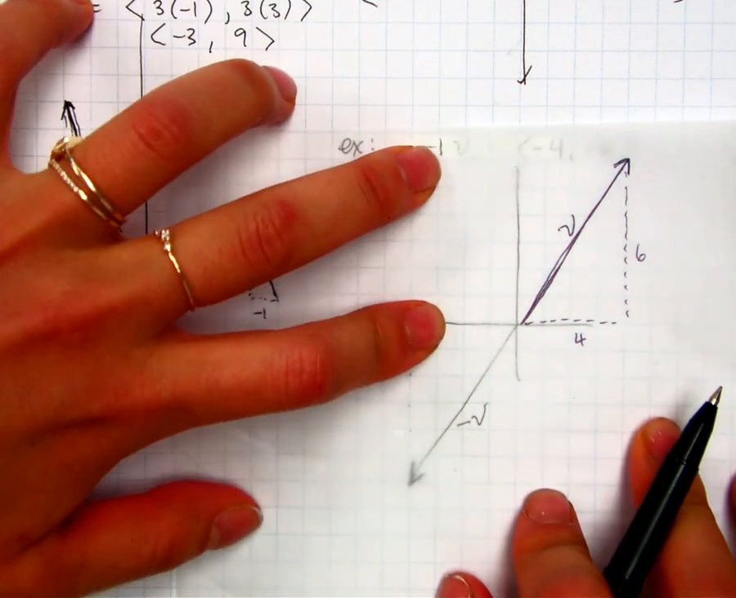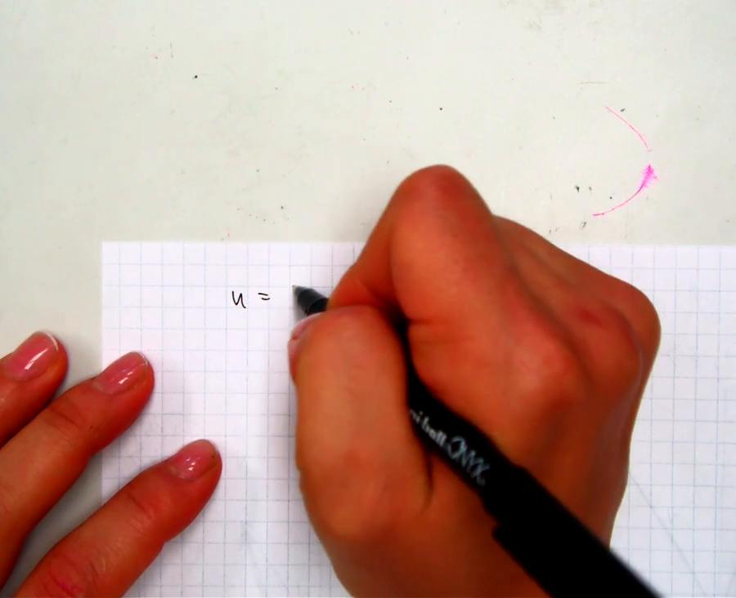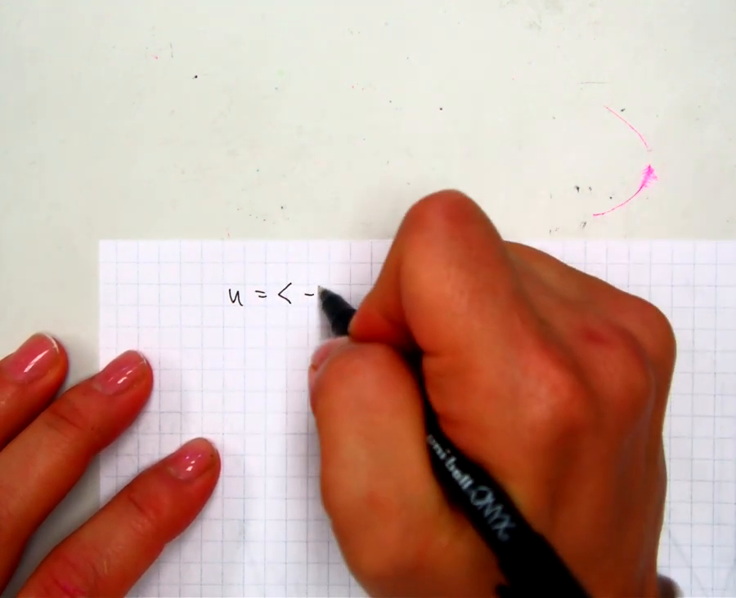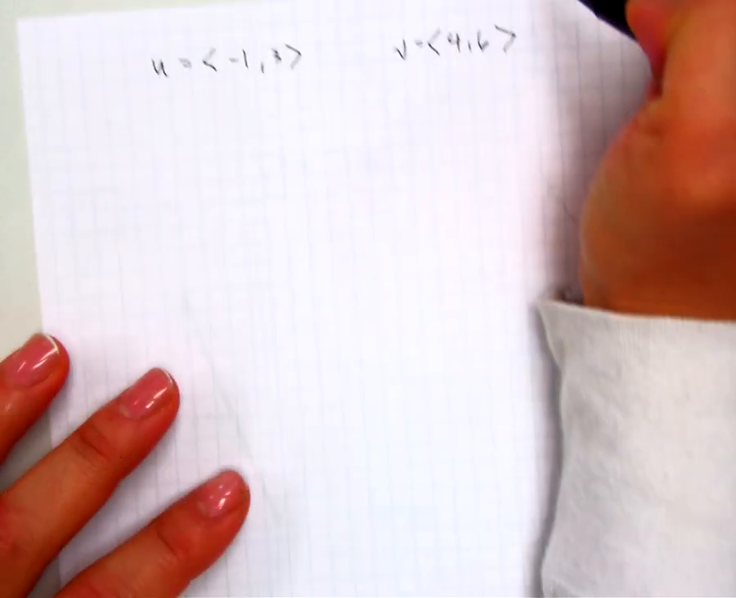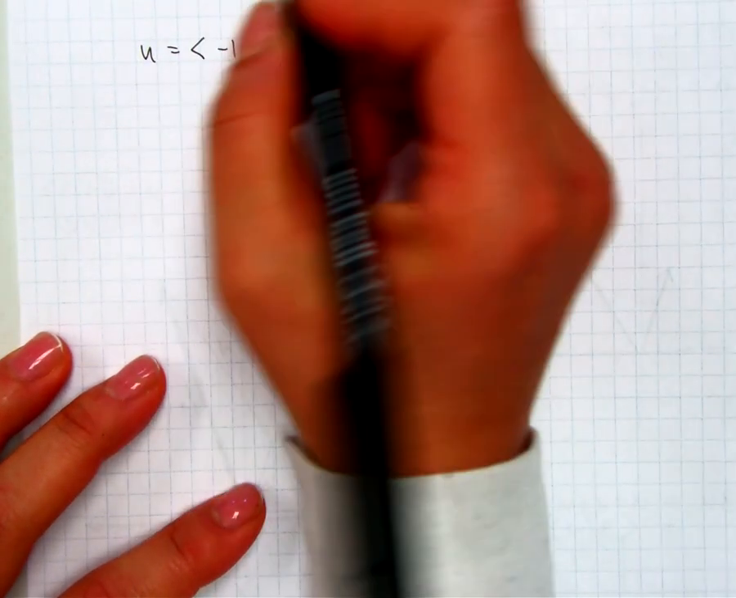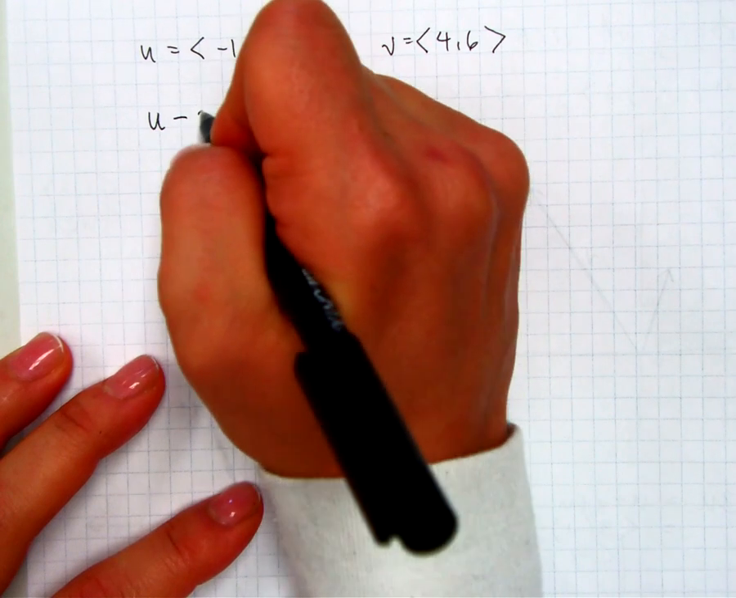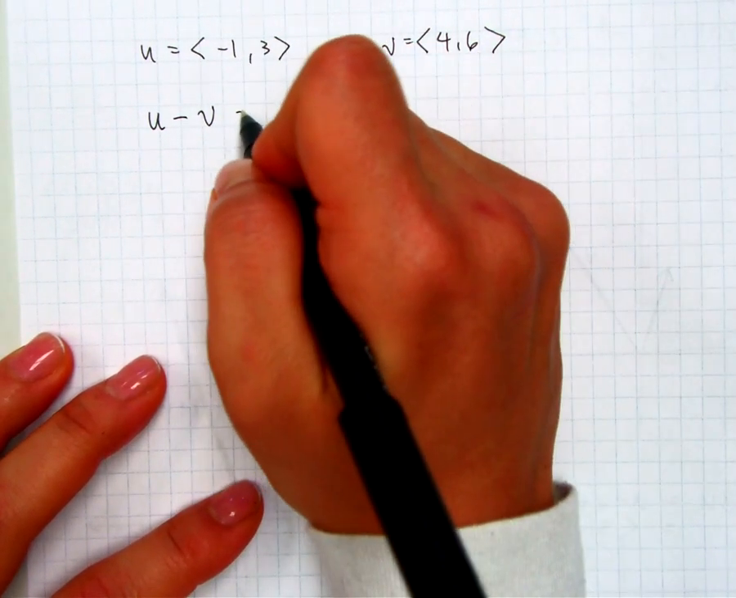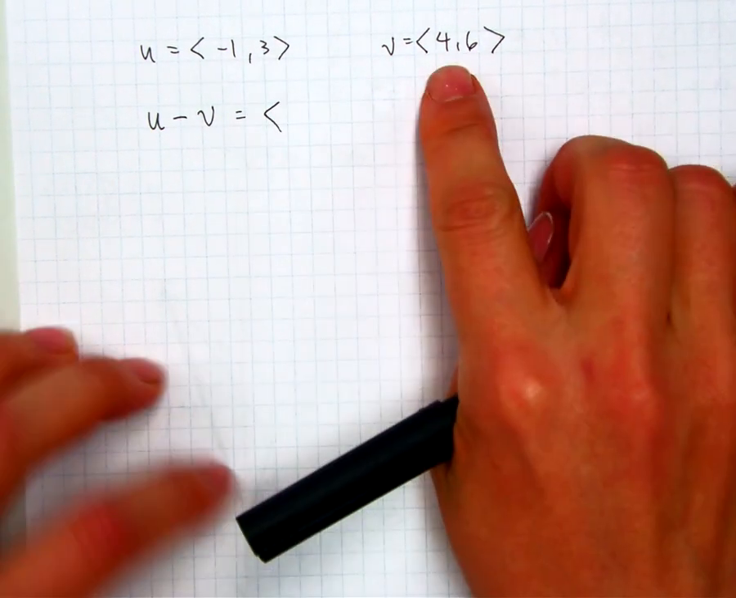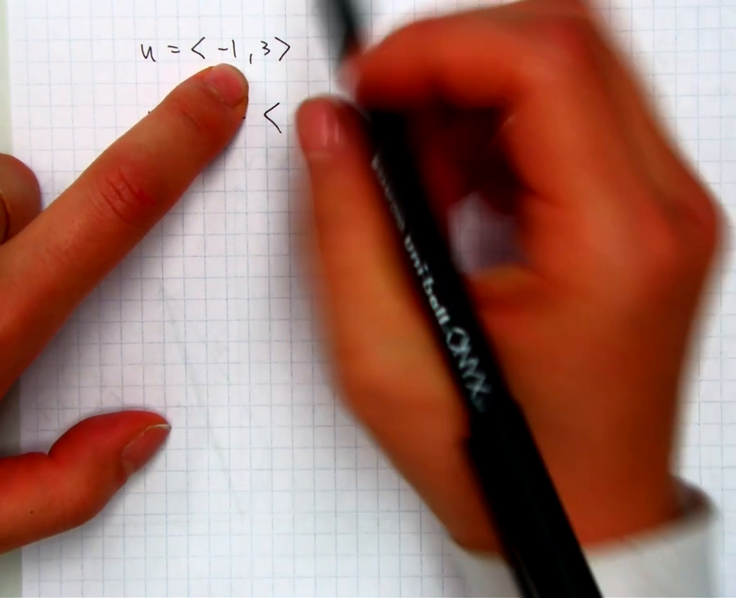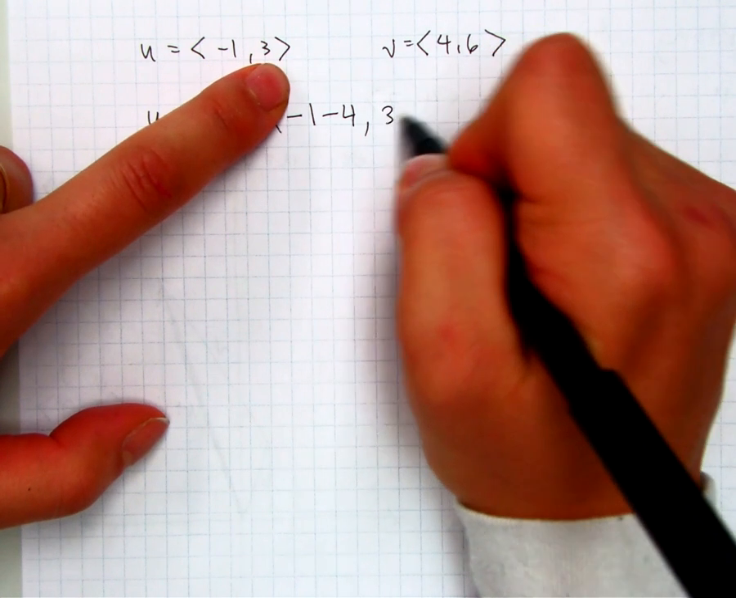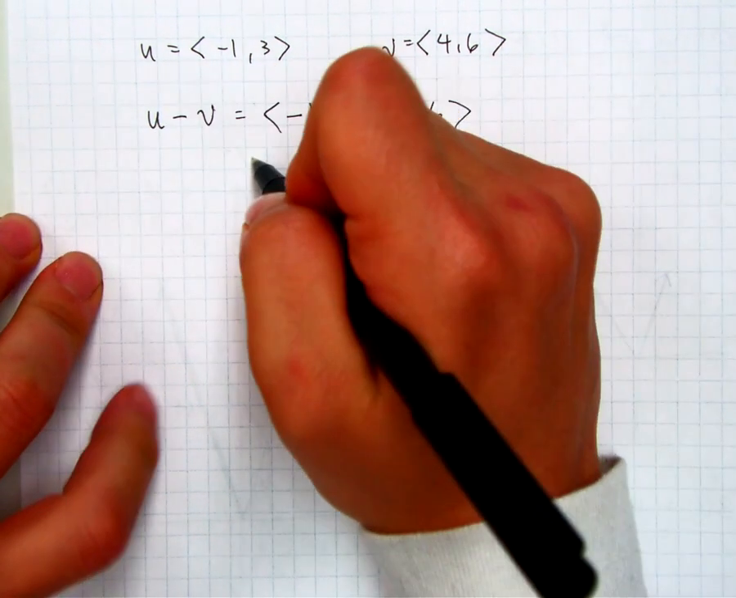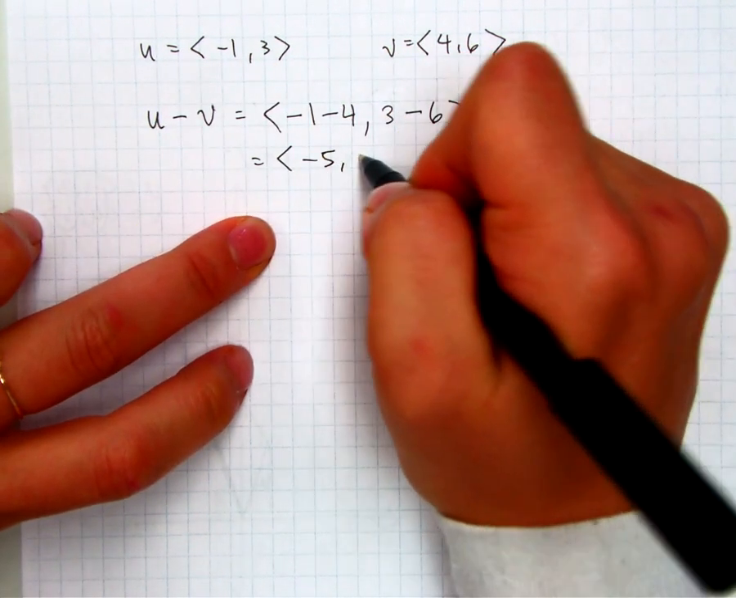This is obvious, but now I'll have to say, what does it mean if I do u minus v? So once again, u was -1, +3. V was 4, 6. What does it mean if I do u minus v? Obviously, algebraically, that's pretty straightforward from everything that we've been doing. I do -1 minus the 4, and then the 3 minus the 6. It should give me -5, -3.